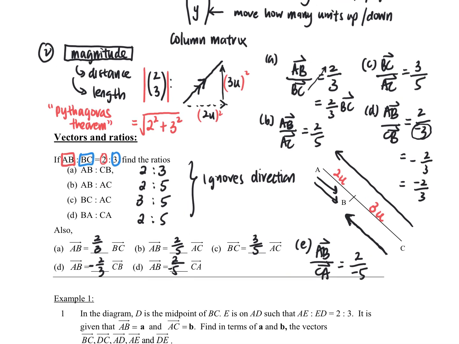But if we are just talking about ratio, the direction doesn't matter at all. So there's no negative value. We're just talking about the size. Only when we talk about vectors, you see got arrow on top, then the change in direction you must put minus. Like this one is moving from C to B, opposite direction. So it's -3 instead of 3.